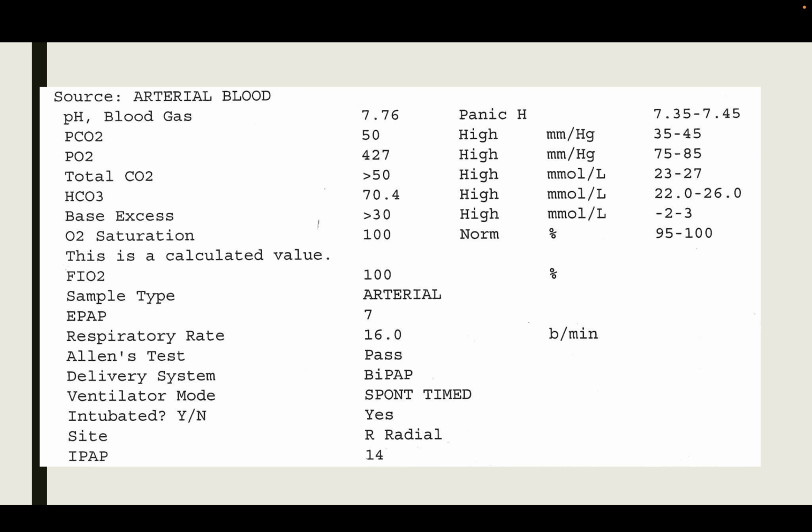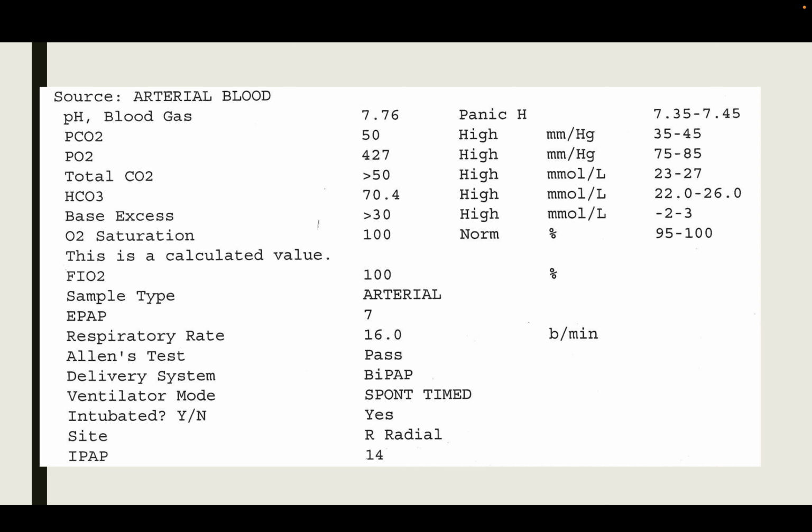What we're seeing here with the carbon dioxide is compensation. The respiratory side is trying to retain carbon dioxide as best it can to try to pull that pH back down to a normal level. So it's trying to compensate. We haven't gotten there quite yet. pH is still 7.76, so we're not fully compensated.